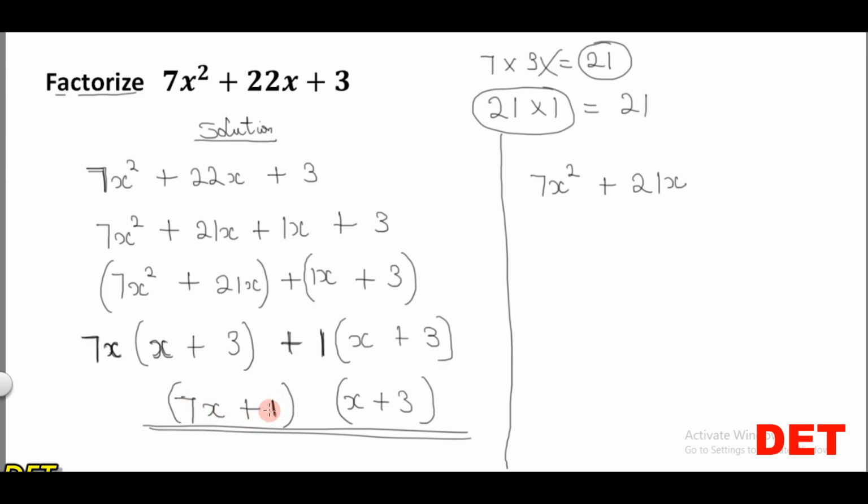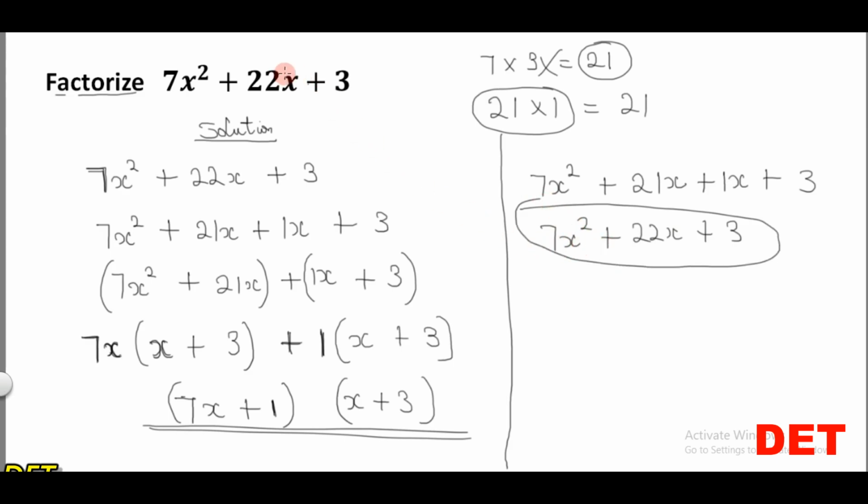I'll move to this 1. 1 times x will give me 1x, so that will be plus 1x, and 1 times 3 will give me 3. So this will be 7x squared plus 21x plus 1x, which gives 22x, plus 3. You will discover that this equation and this equation are the same. So this is the factorized form of this quadratic equation. It's very simple and straightforward. This is how to factorize quadratic equations.